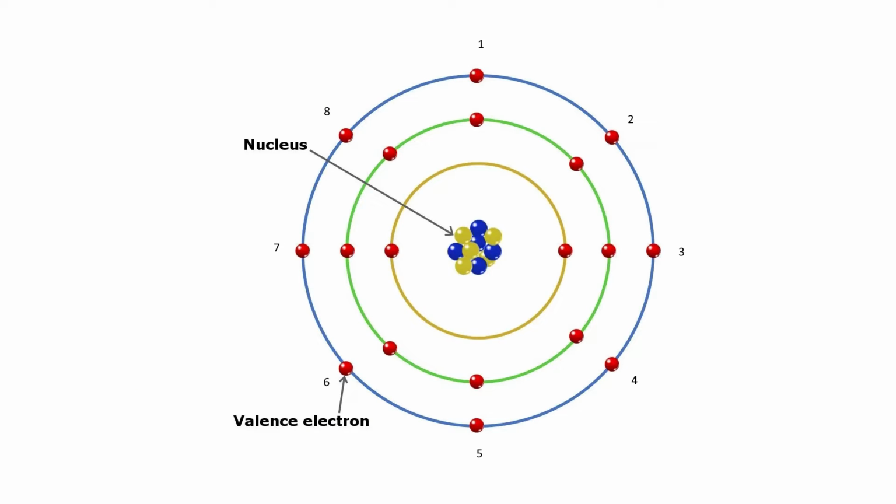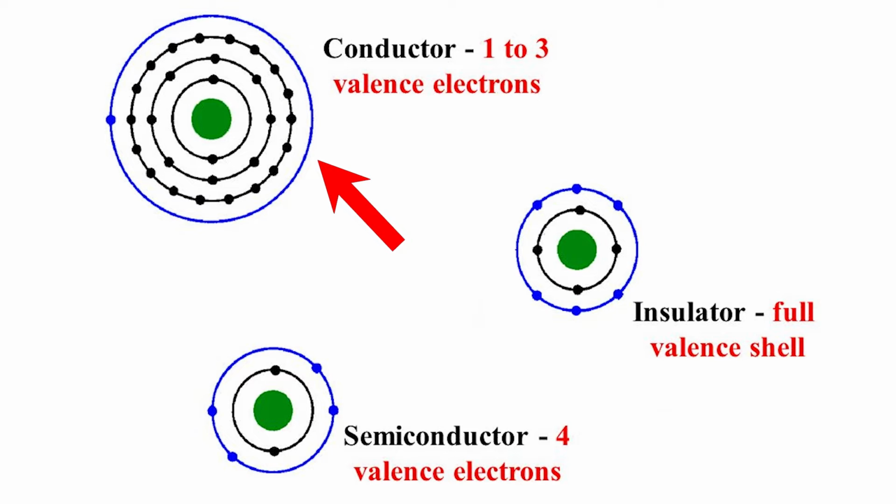We recall that the max number of electrons in the outermost energy level is 8. An element that has less than 4 electrons in the valence shell is called a conductor and will allow an easy transition of electric charges. An element that has exactly 4 electrons in the valence shell is called a semiconductor. An element that has more than 4 electrons in the valence shell is called an insulator, and it does not allow an easy transition of electric charges.